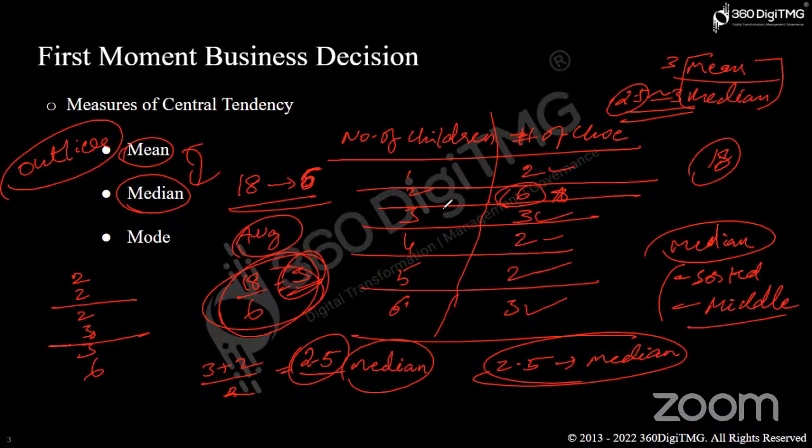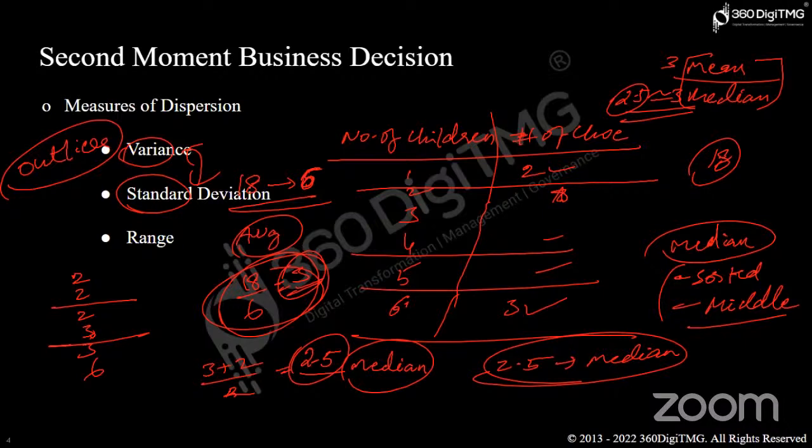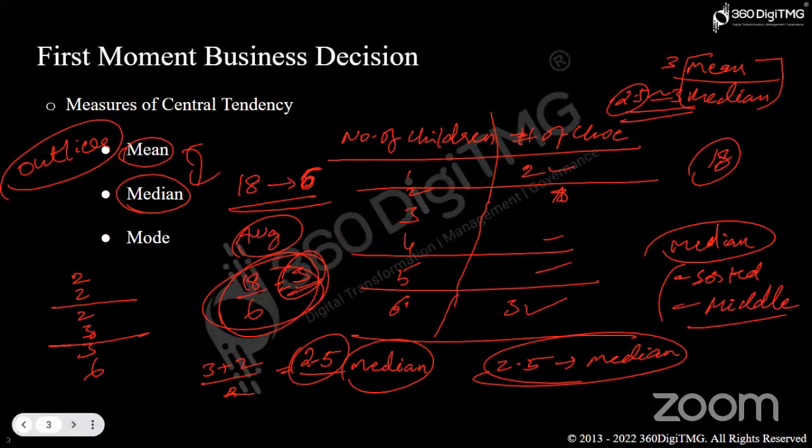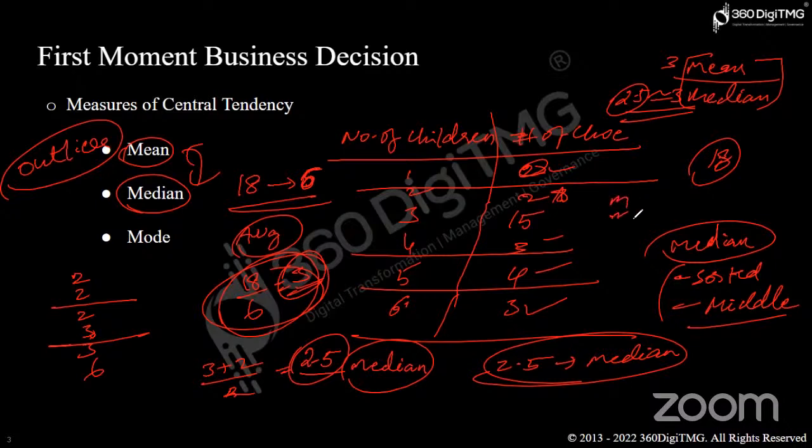Let me say that I like the third person, and I gave 15 chocolates, and there is no chocolate. So 2 chocolates, 3 chocolates, 4 chocolates. So now if you calculate mean and median, it will be different.